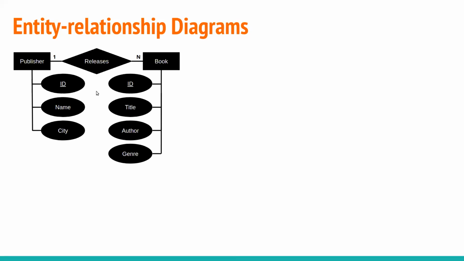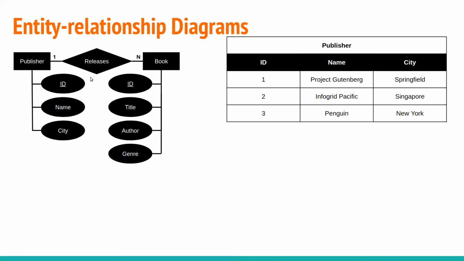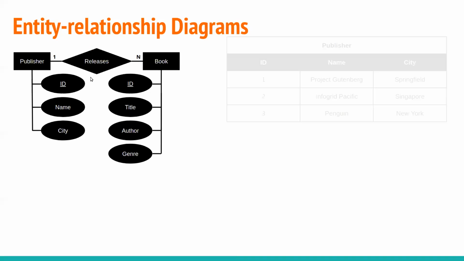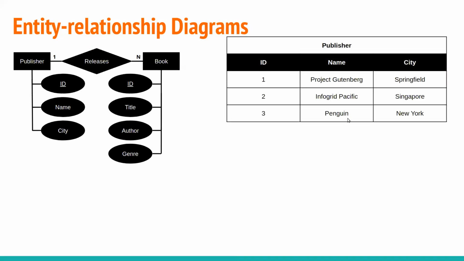Cool. So we're going to create 2 tables. A publisher table, and it has 3 columns: 1, 2, 3, ID, name, and city. Why does it have 3 columns? Because it's got 3 attributes, right? ID, name, and city. So that's our publisher table.